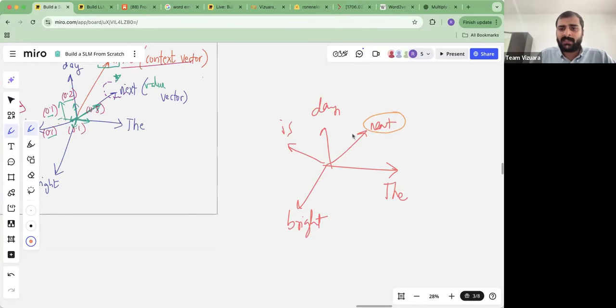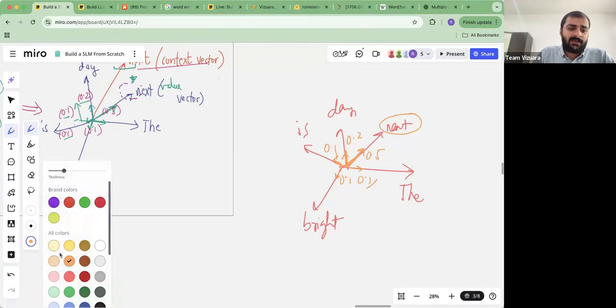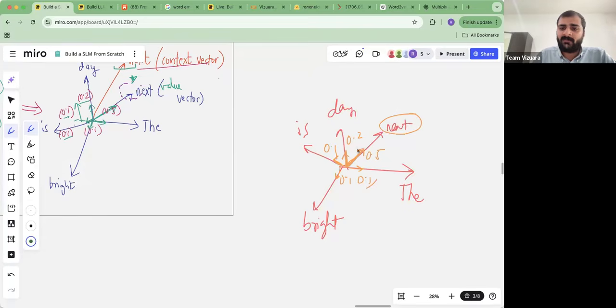But now what we are doing is that I know that I need to pay 50% attention to next. I need to pay 10% or 20% attention to day. And I need to pay 10% attention to all these remainings. That's where I capture information about neighbors. And then I will scale all of these vectors with these values. And the resulting vector which comes out is the context vector for next.